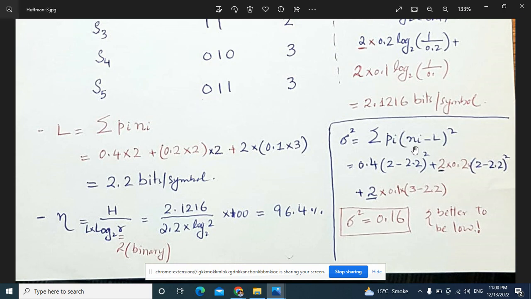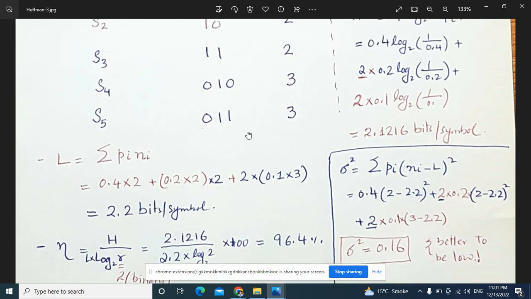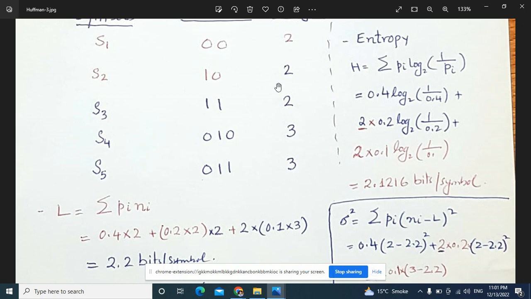The other parameter that you need to calculate is the variance, which is equal to summation probability multiplied by n_i minus L whole square. So n_i is the number of bits in a particular symbol. So the first probability is 0.4. The number of bits we have is 2.